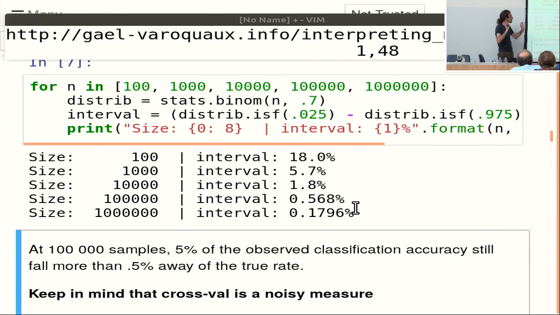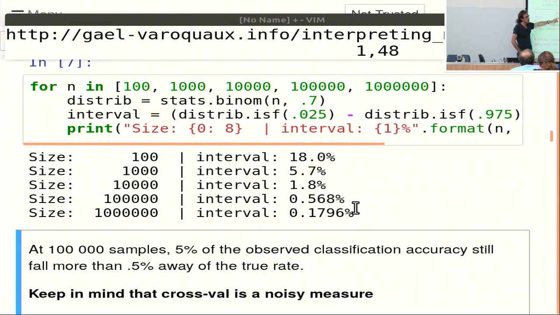So this is why I'm taking this 5% interval, or 95% interval. I have a classifier that's distributed around 0.7, and I'm varying the sample size, and I'm giving you the width of this interval. With 100 data points, it's almost 20%.